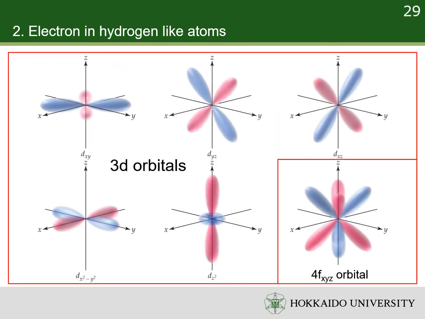Here are the shapes of all the 3d orbitals, and one of the seven 4f orbitals. They are not discussed in general chemistry, but you had better know them, because they will be very important in inorganic chemistry.